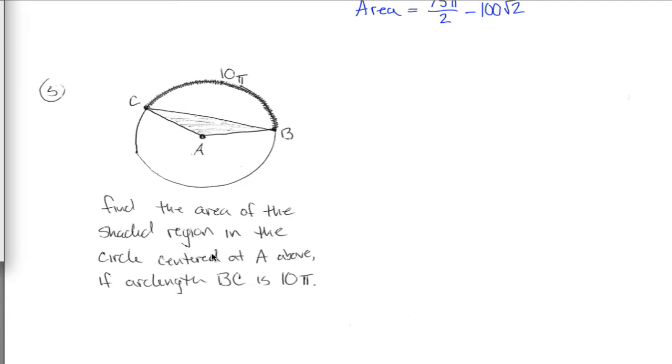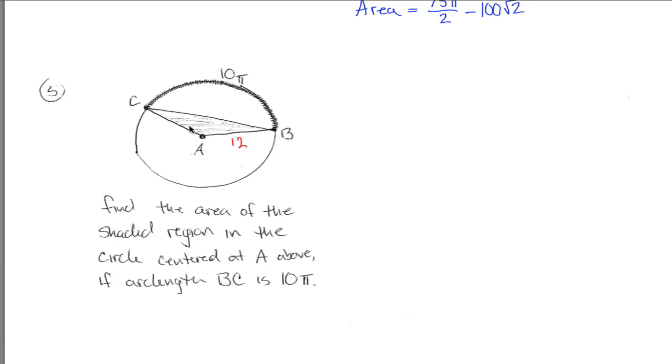Find the area of the shaded region in the circle centered at A above if the arc length BC is 10 pi. Okay, so if we could figure out, is that enough information? I think we need to know a radius too. Hang on. This was supposed to be 12 here as my radius. And if you have that information, then I think we can do it all.